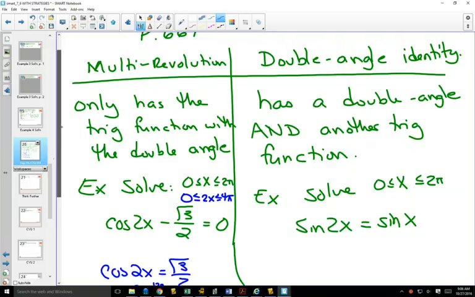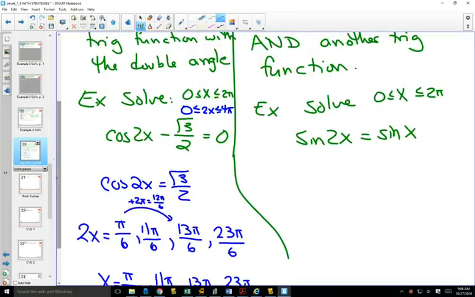So here we're solving between 0 and 2 pi. We have sine 2x equals sine x. We have a double angle identity, but we also have another trig function in there. So we're going to start by changing it out. And then go through our strategies for solving.